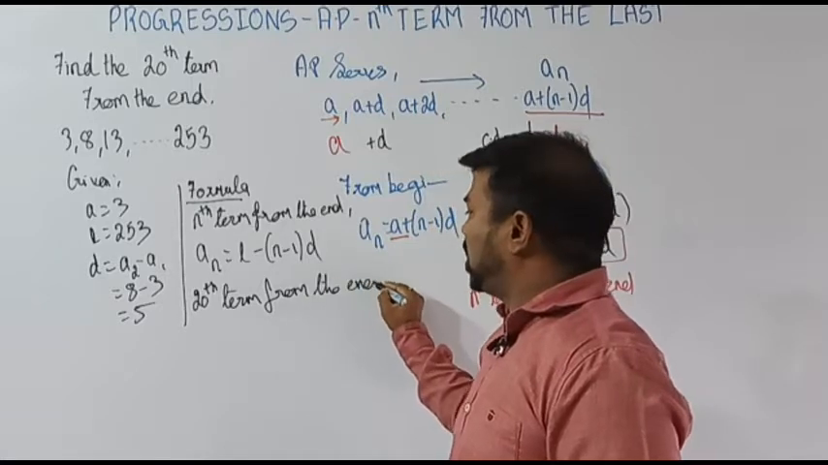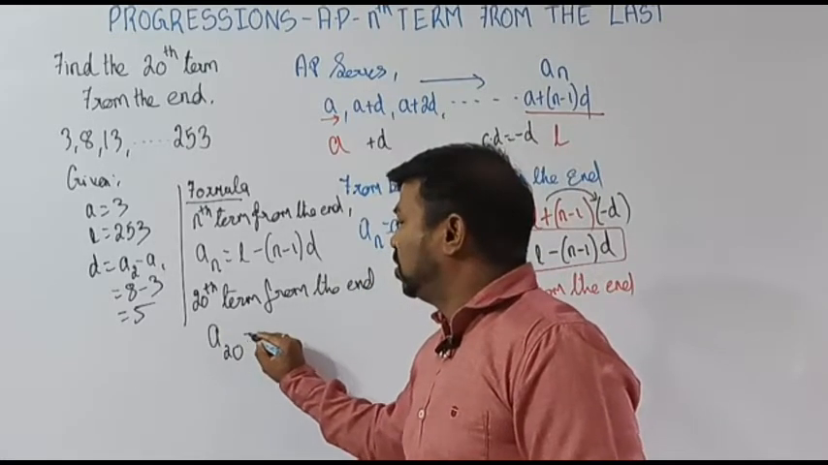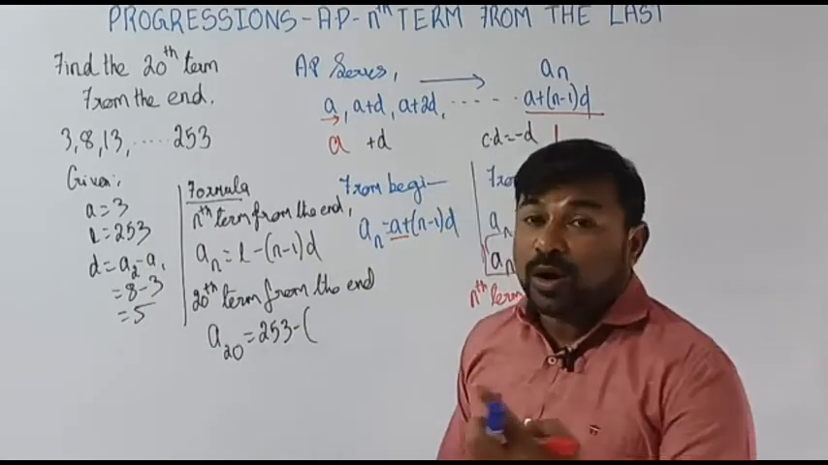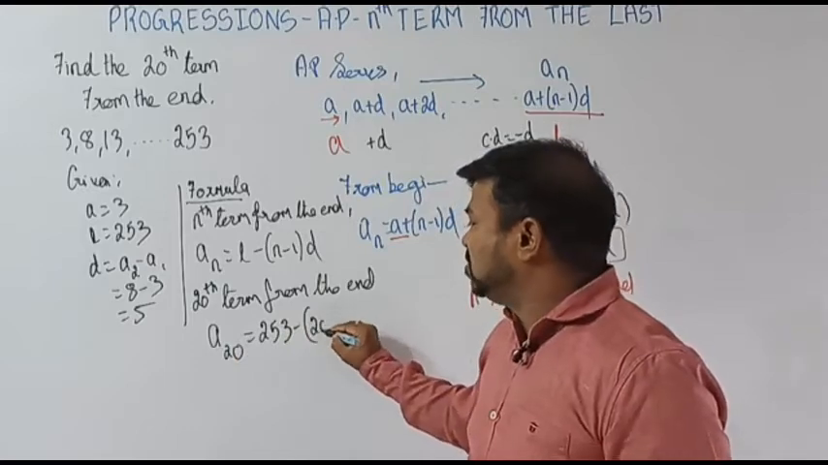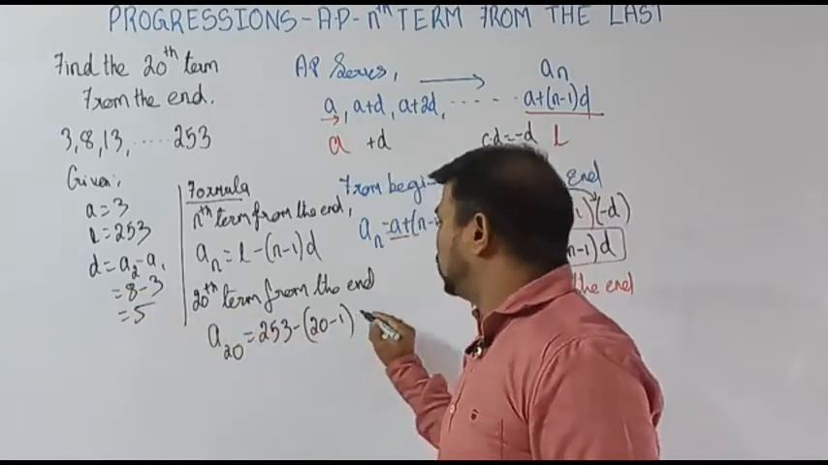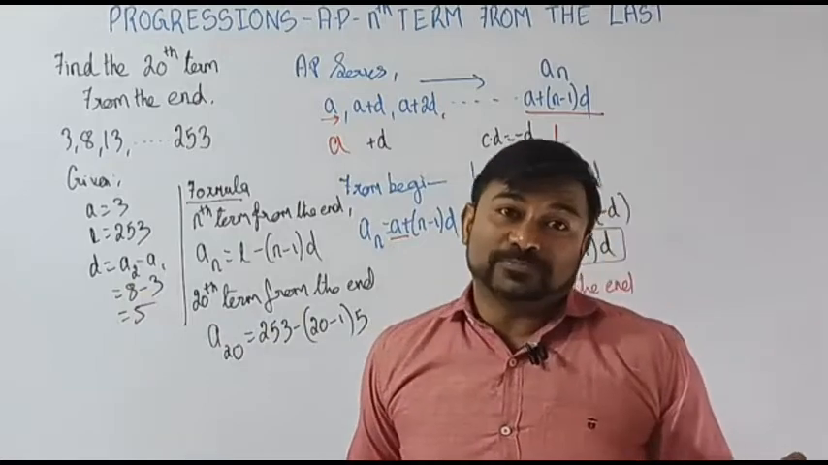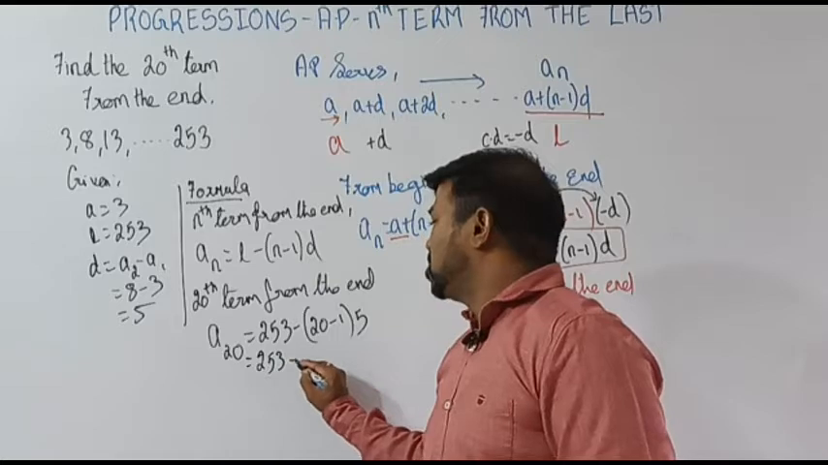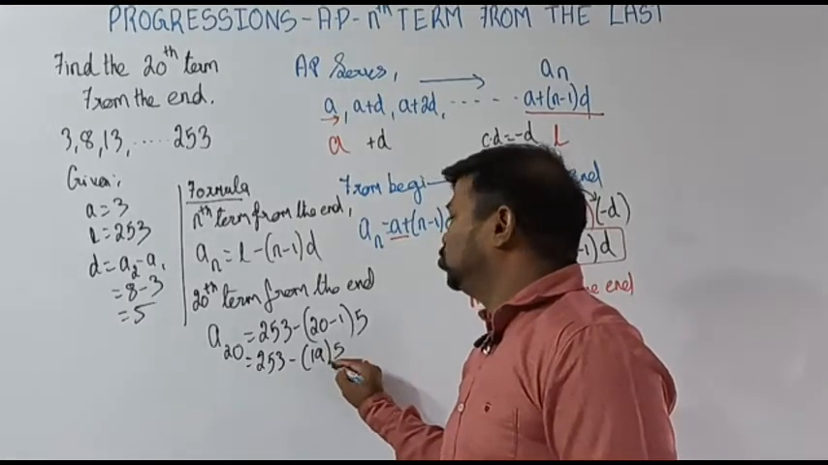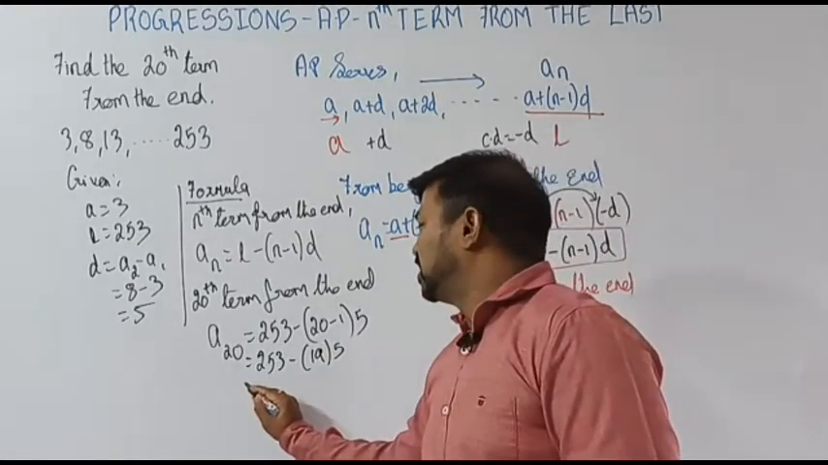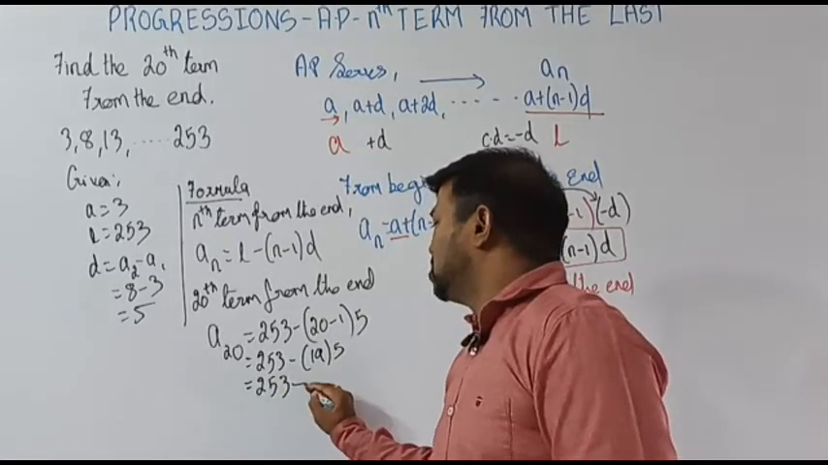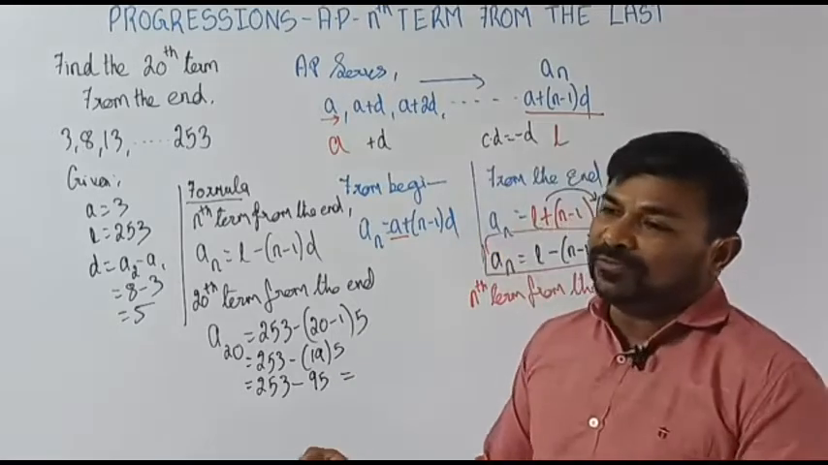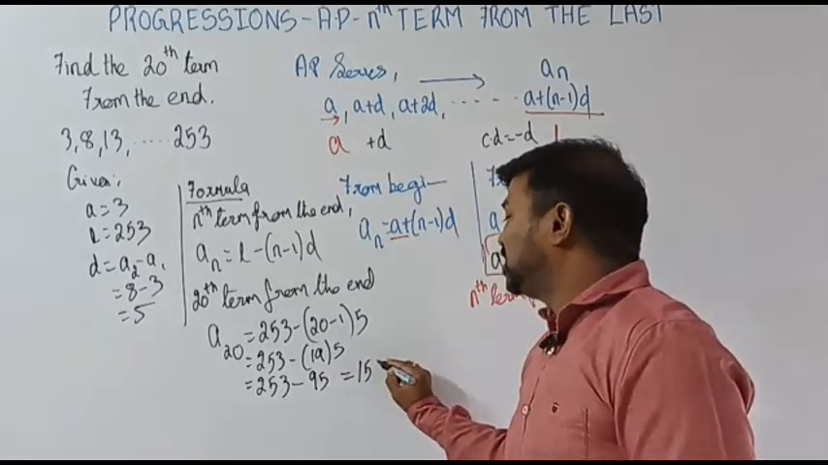What's the formula from the end? A20 equals l. In the place of l, it's 253, minus, what is n here? 20 minus 1, into d. How much did we get? It's 5. So we have substituted. Let's simplify that. It's nothing but 253 minus 19 into 5. As we all know, it's 253 minus 19 fives. I think 19 fives is 95. And if you simplify, it's nothing but 158.